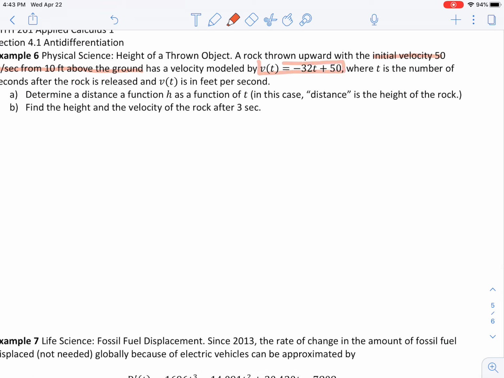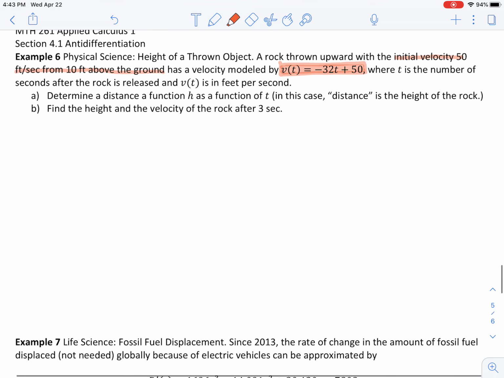You're standing somewhere 10 feet above the ground. That's where the rock is. But you're going to throw it upward with an initial velocity of 50 feet per second. Now, they give you that the velocity is modeled by v of t equals negative 32t plus 50.